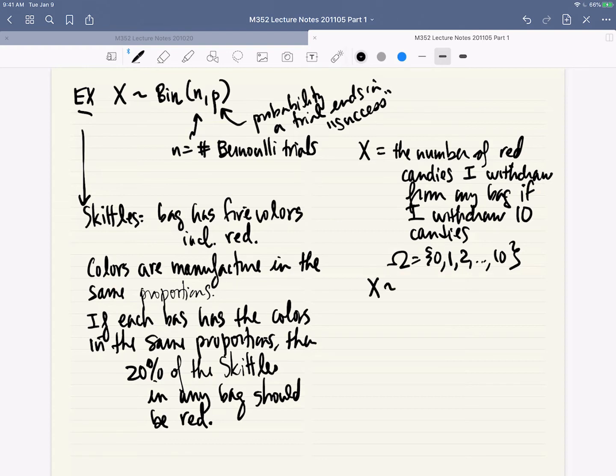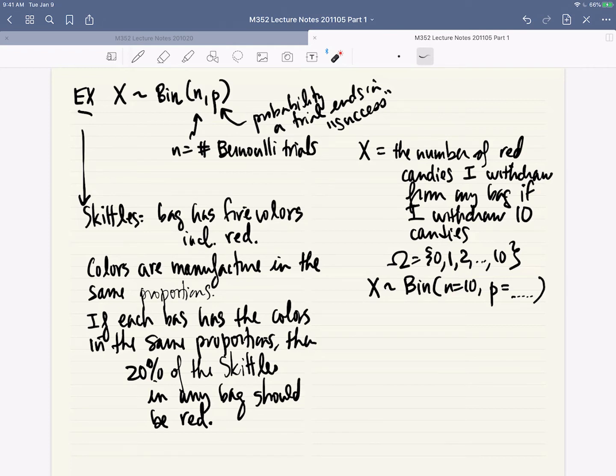And this is a binomial random variable with parameters n equals 10. Let's write it that way: n equals 10, and p equals, I'm not sure what p equals. That's kind of what I want to discover. If we were at a manufacturing site and we withdrew 10 candies from the manufacturing line, knowing that the manufacturer creates them in the same proportions, then I'd be pretty sure that p is 0.2. But with the bag I have in my hand, I'm not sure what that is.